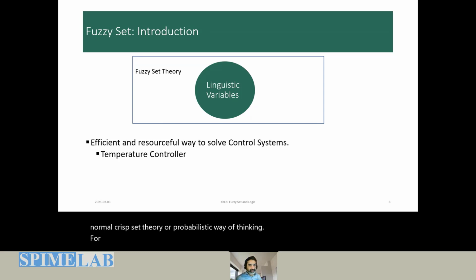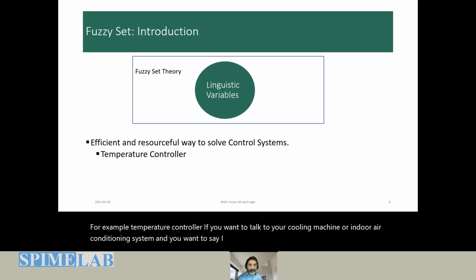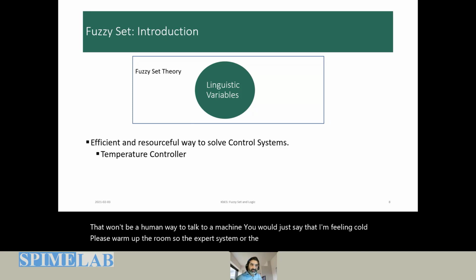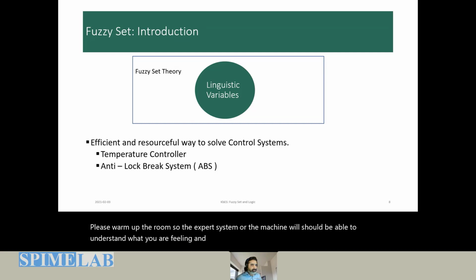For example, temperature controller. If you want to talk to your cooling machine or indoor air conditioning system, and you want to say, I'm feeling cold, please warm up the room a little. You won't like to say that I'm feeling cold, temperature 30, and please raise the temperature up to 72. That won't be a human way to talk to a machine. You would just say that I'm feeling cold, please warm up the room. So the expert system, or the machine, should be able to understand what you are feeling and how to respond to that request.